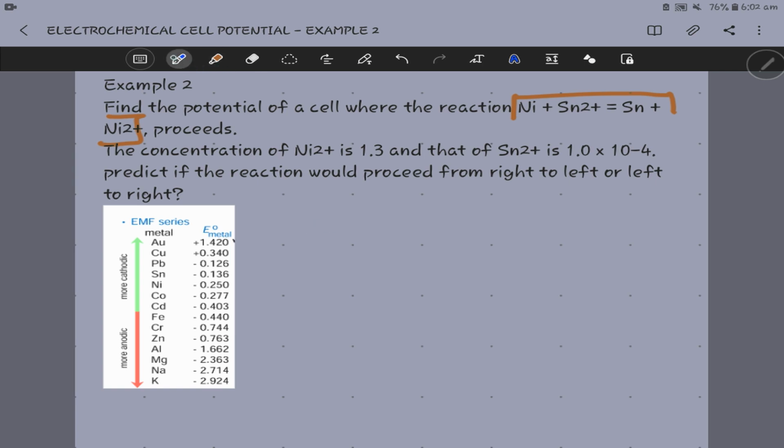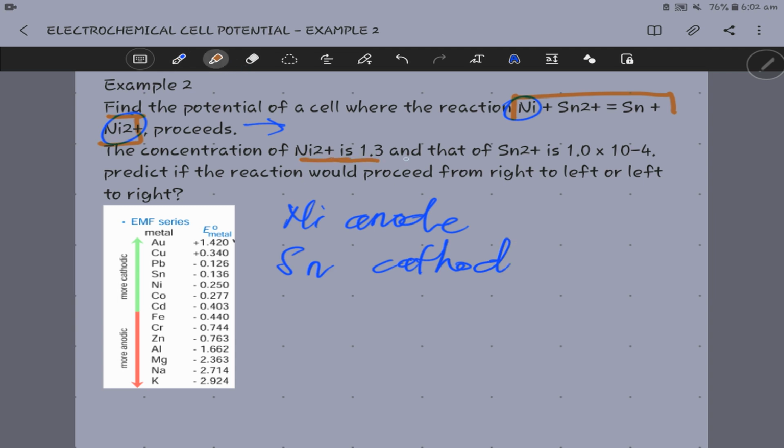So let's look at it very well. This one is in the solid form, and now in the end it's oxidized, and you're seeing it proceeds in that direction. That will mean that the nickel is the anode, and then the tin is the cathode. They've already specified that based on what they've given us. The reaction concentrations, nickel and tin. So this is what we have.